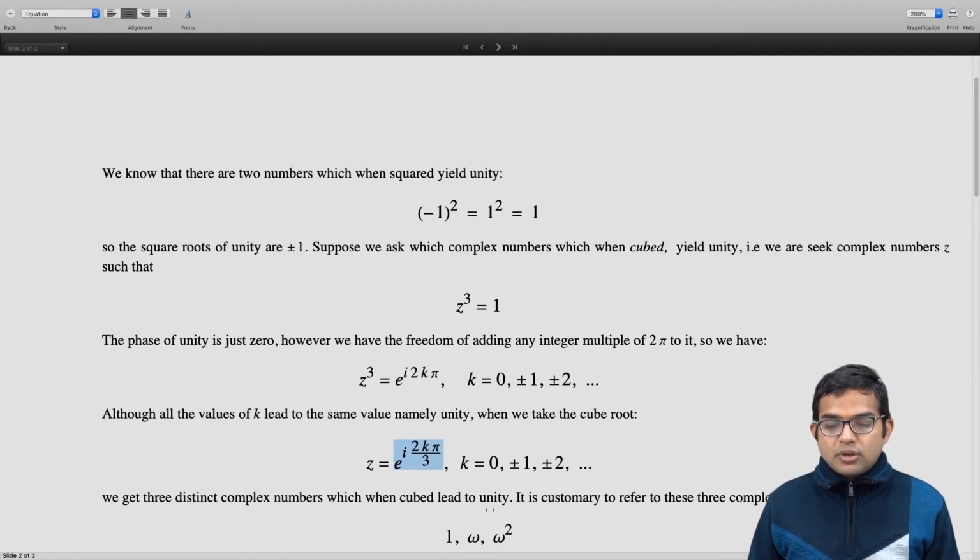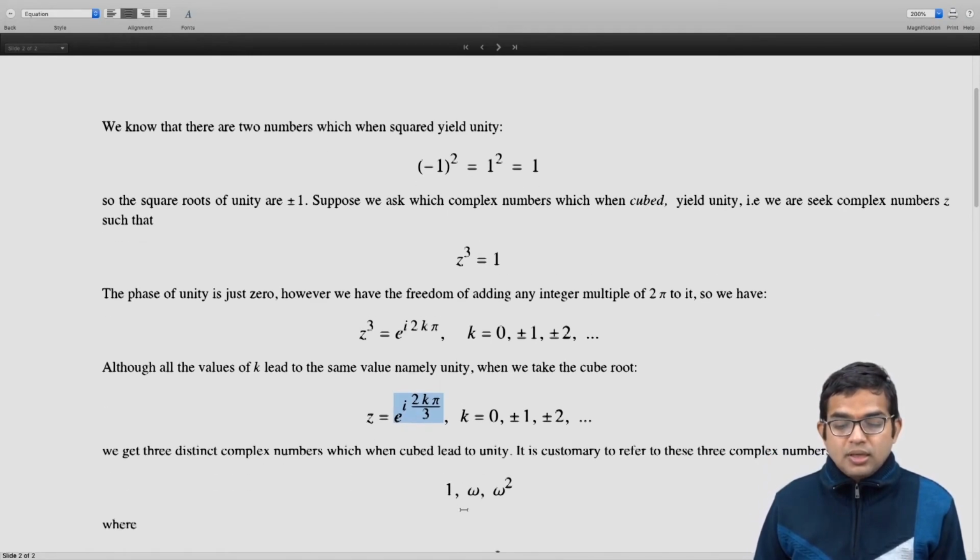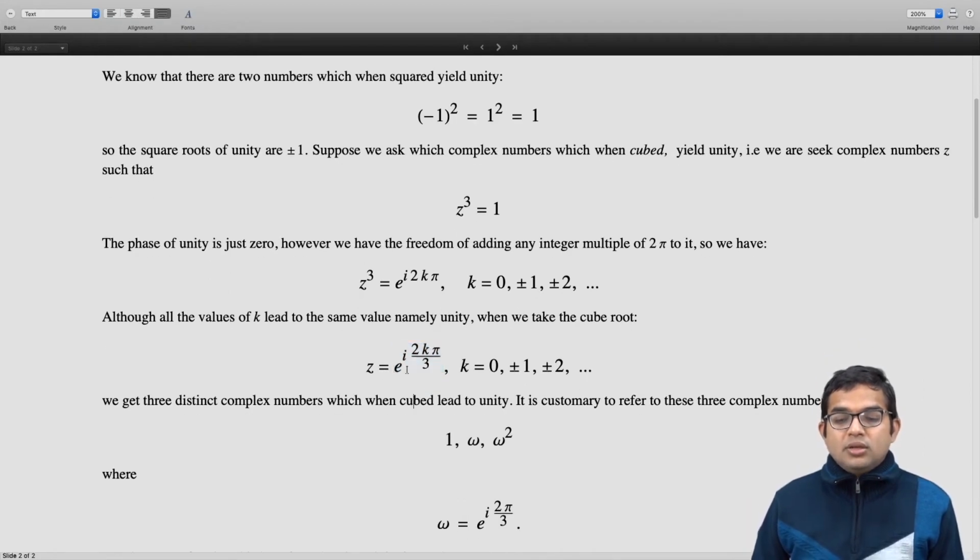So one of them is 1, of course, the other one is omega, and the other one is omega squared, where omega is e to the i 2 pi by 3. Omega squared, of course, is e to the i 4 pi by 3, which falls in this equation when you put k equal to 2, right?